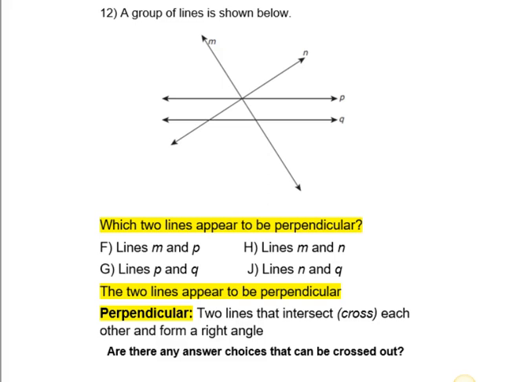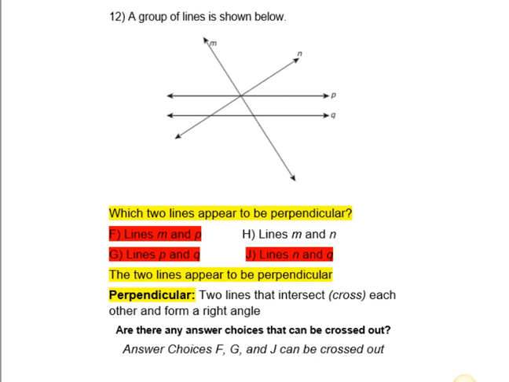Looking at F, lines M and P, G, lines P and Q, H, lines M and N, J, lines N and Q, which are our correct answers that we can cross out. If you said we can cross out lines F, G, and J, you are correct. Okay, so looking at lines M and P, they do intersect or cross, like we said, perpendicular lines do. However, they do not make or form a right angle.